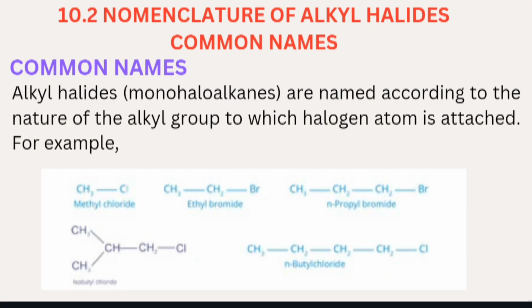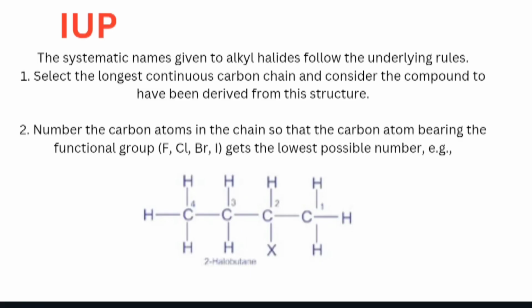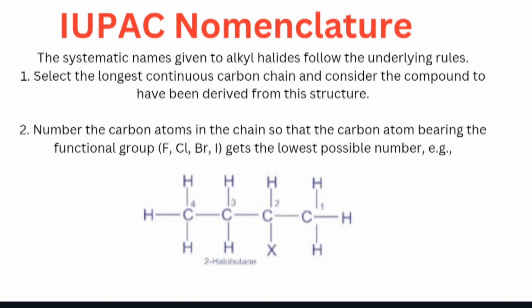So next, after the common names, there is IUPAC nomenclature. Students, this is the most important nomenclature, because in science, in chemistry, compounds are named according to the IUPAC system. They are given systematic names. So systematic names are given to alkyl halides by following the rules.